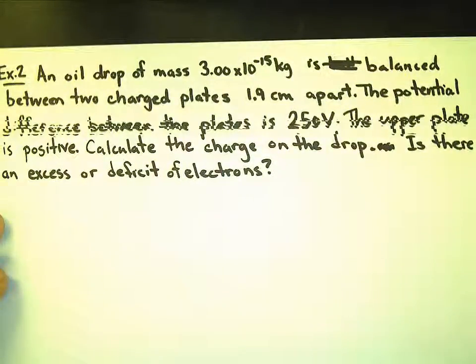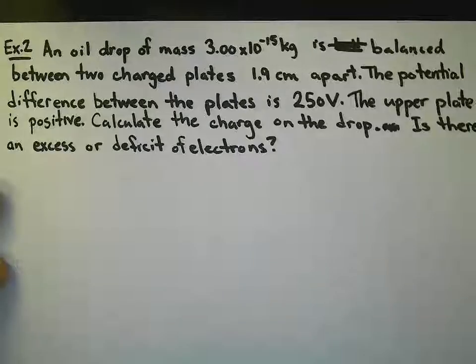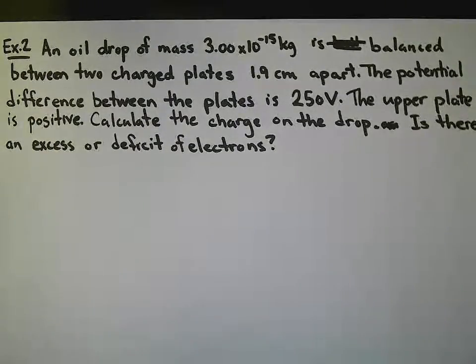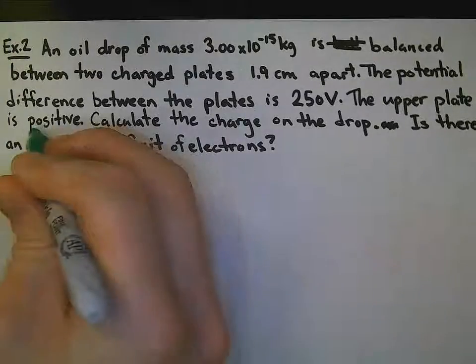If we look at the second problem that I have for you, an oil drop of that mass is going in between a Millikan apparatus, and it's balanced between the two plates, and the potential difference between the two is 250 volts. And we're told here that the upper plate is positive.